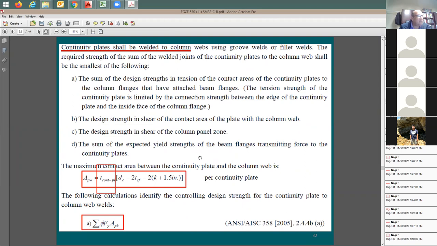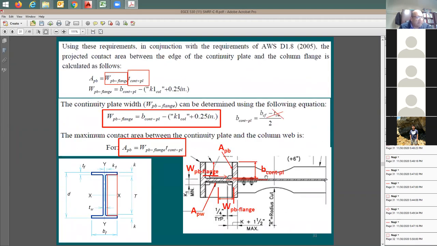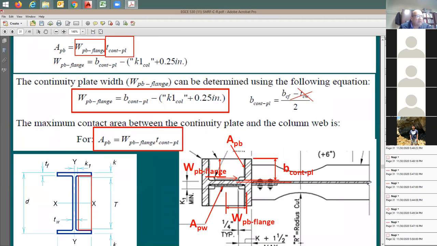I say, okay, let me go back here. This is gonna be, here's the column. The distance from here to there is gonna be the depth of the column subtracting 2 times the flange thickness, which means at the end, this width that you are talking about is gonna be from here to there, right? Are you guys following? It's gonna be exactly from here to there. It's gonna be this distance from here to there.